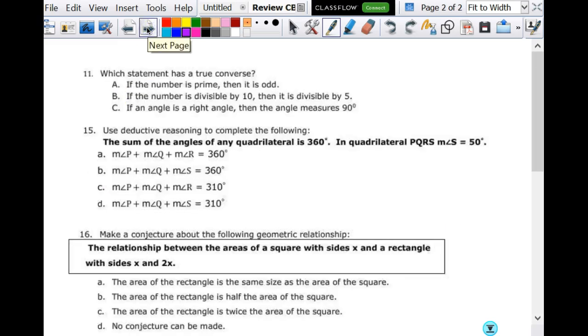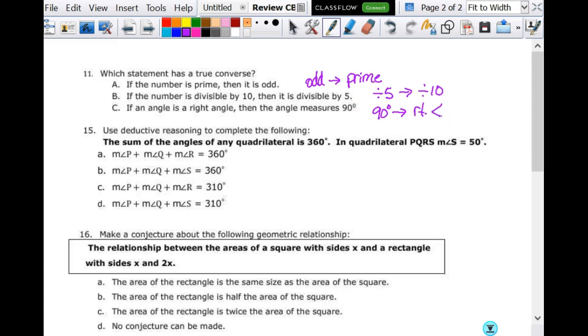All right, which statement has a true converse? So I need to figure out what the converse is and then the truth value. The truth value of these is irrelevant because the truth value of the conditional and its converse are not always the same. So the converse of this one, if the number is prime, then it is odd, is if it is odd, then it is prime. If the number is divisible by 10, then it is divisible by 5, becomes if it is divisible by 5, then it is divisible by 10. And if an angle is a right angle, then the angle measures 90 degrees, becomes if it measures 90 degrees, then it is a right angle.